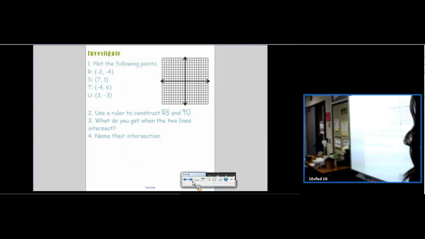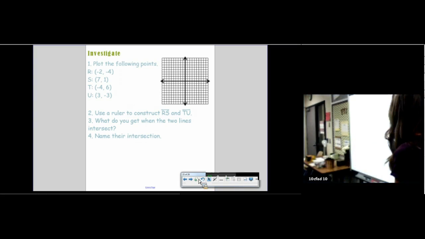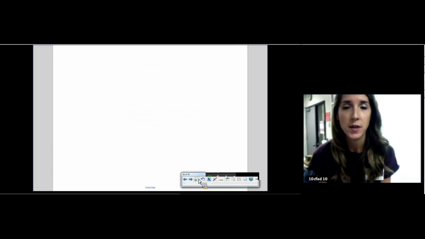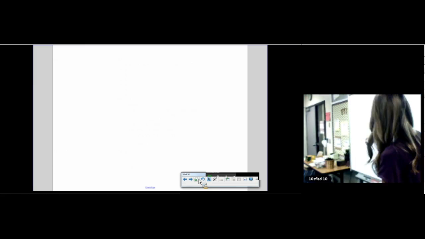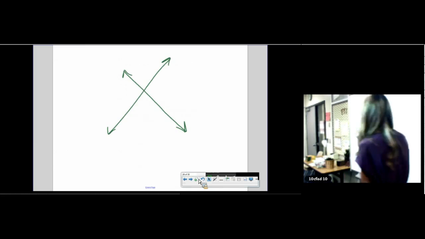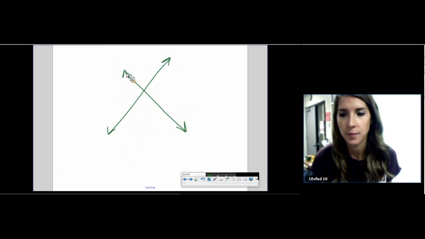Okay, trying to think of what I want to do here. Instead of plotting, I just want you to draw 2 lines on your paper and make sure they intersect. Just draw 2 lines on your paper and make sure they intersect. What do you get when 2 lines intersect?